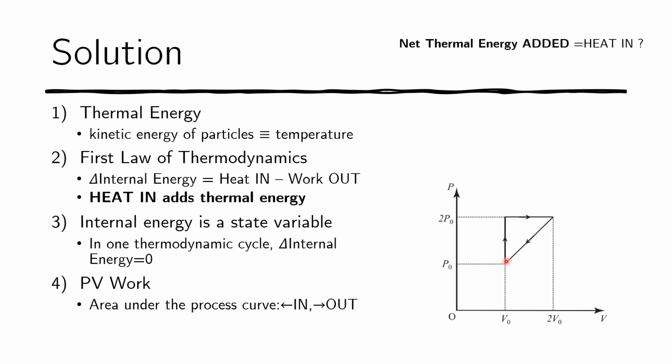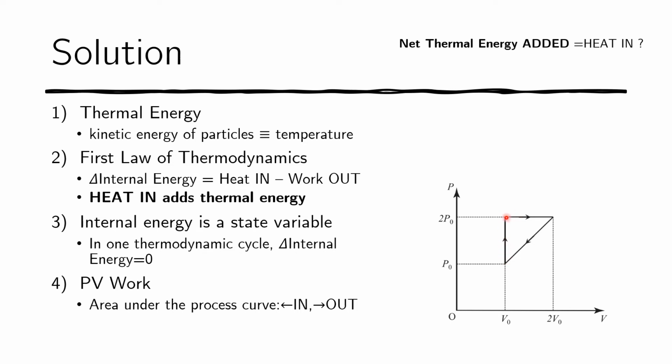The first process is an increase in pressure, but constant volume. So from here to here. That means that the temperature increases during this process, and that is required by the ideal gas law. And so in this part of the process, this is where heat comes in. So there is heat in this process here.